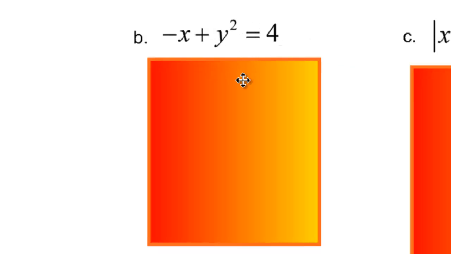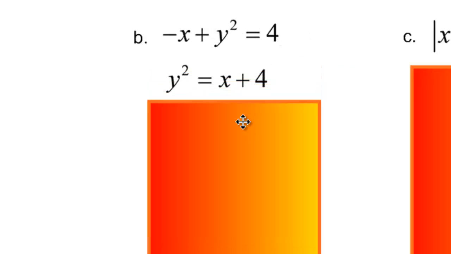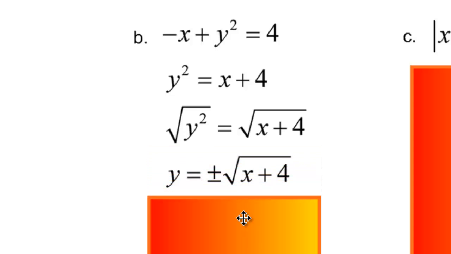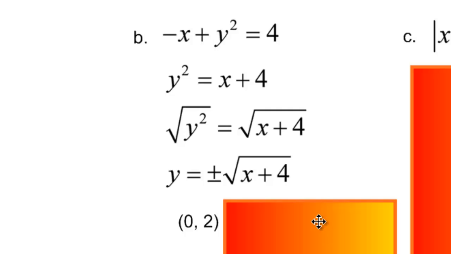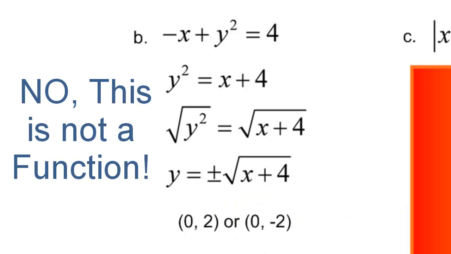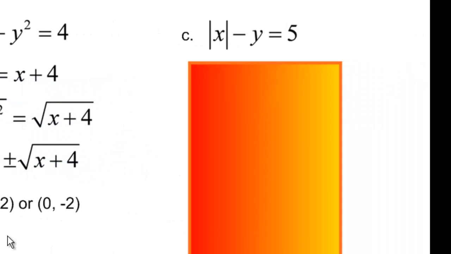However, let's look at B. If I solve for y, I'm going to add x to both sides, which yields y squared equals x plus 4. Then I'm going to take the square root of both sides. And when I take the square root of both sides, you end up with plus or minus radical x plus 4. So for instance, let x be 0. If I put in 0, I would get the square root of 0 plus 4, which is 2. But then I would also get the opposite of 2. So this is not a function because if I input 0, I would get either 2 or negative 2, or more than one output.